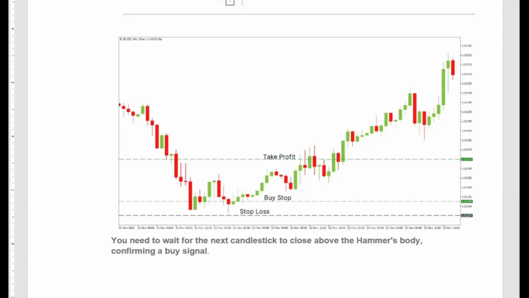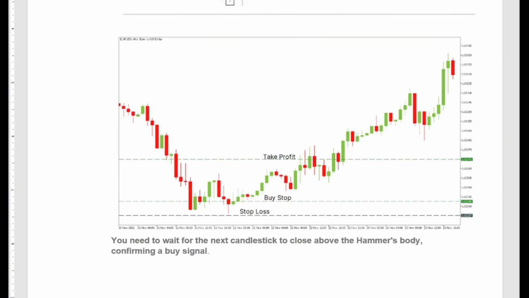Okay, and you can also use confluence with other conditions like a key resistance, key support level, or trading volume being higher than usual. This confirms that the buyers have come into the game and are dominating the market. And you can also use other indicators like Bollinger Bands or EMA to make sure. The more conditions you have, the more reliable the signal will be.